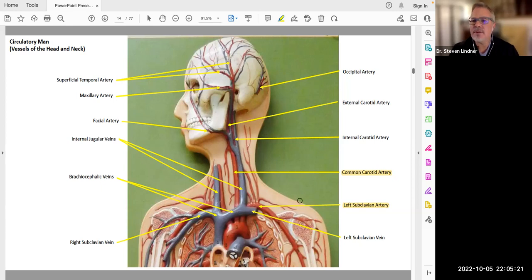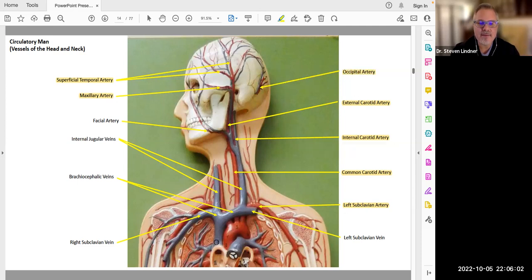Let's see what else we have here. Is there anything else posted on the arterial side? Yes. The left common carotid, as we're coming up here, divides into a left internal carotid and a left external carotid. External stays externally and divides into some of these others. We can see the maxillary artery going to the maxilla, a superficial temporal artery going to the temporal bone, and one going to the occiput, which we call the occipital artery.